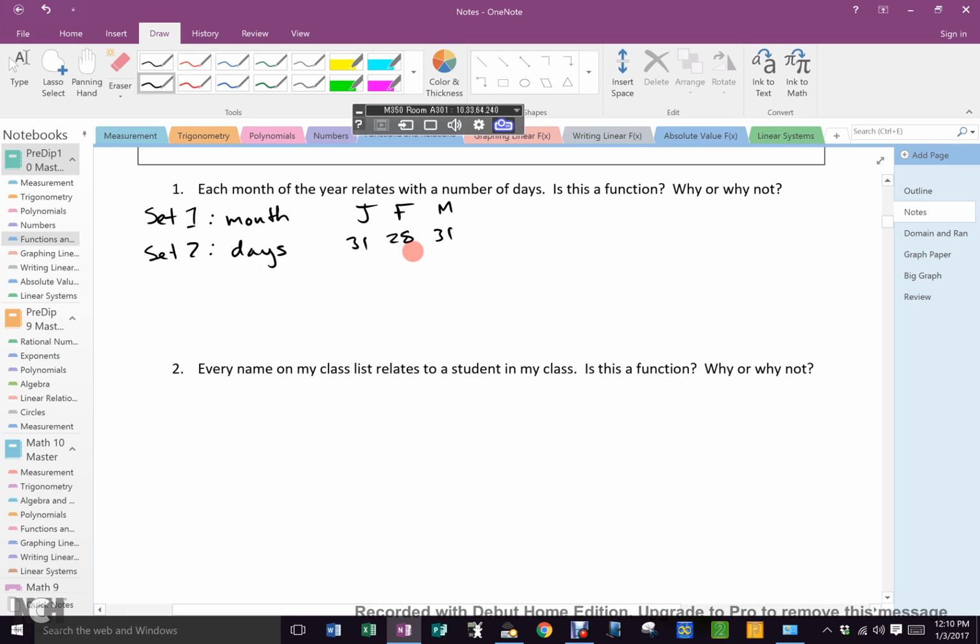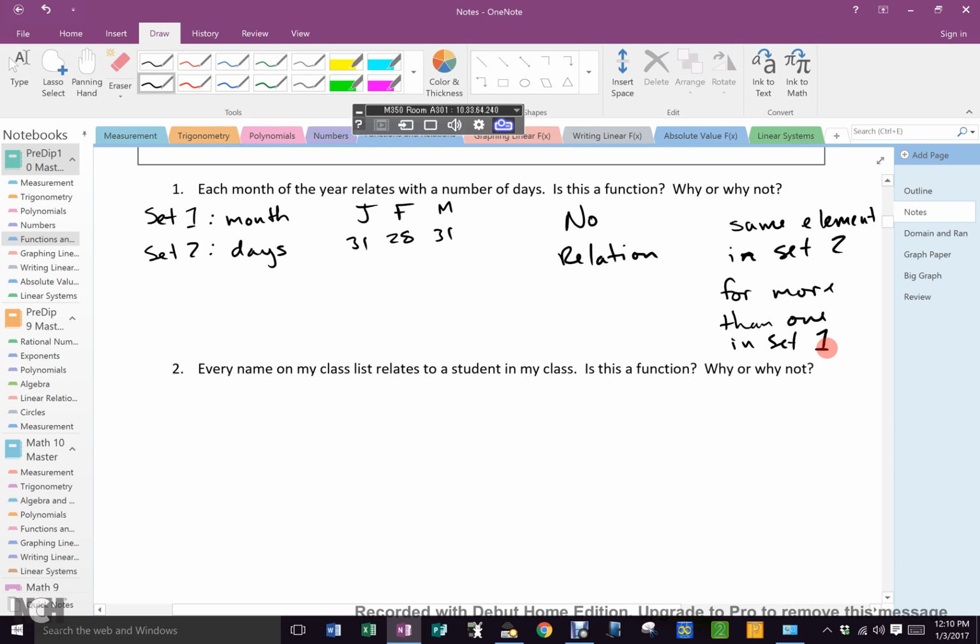So this is a relation. Why? Same element in set 2 for more than 1 in set 1. Everybody cool? Okay.